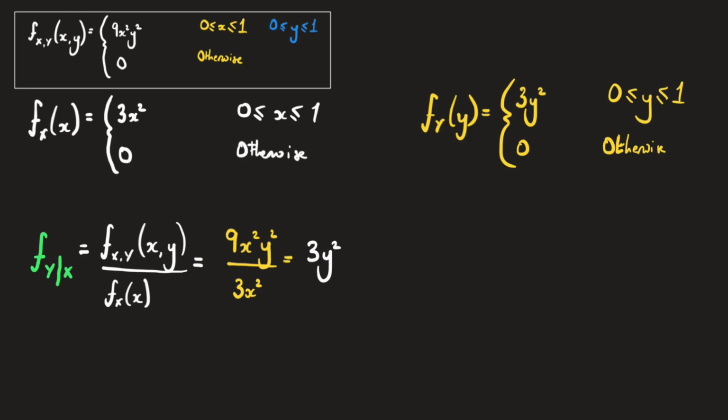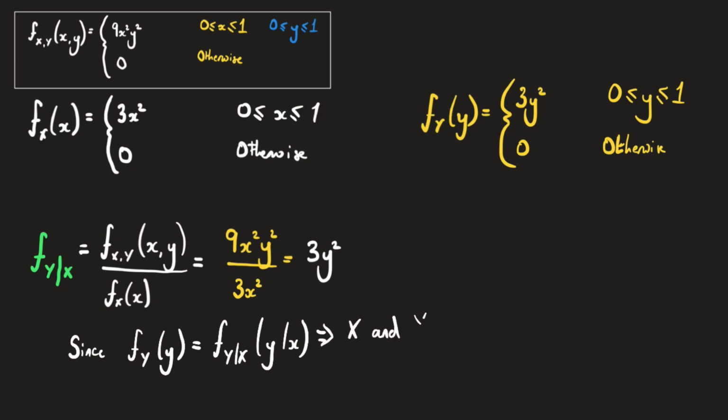But what you should notice is that the conditional probability density function here is exactly the same as the marginal probability density function of y. They're both 3y squared, for 0 less than or equal to y less than or equal to 1. So that's telling us that the two random variables are independent. Since the marginal probability density function of y is equal to the conditional probability density function of y given x, this means that x and y are independent random variables.